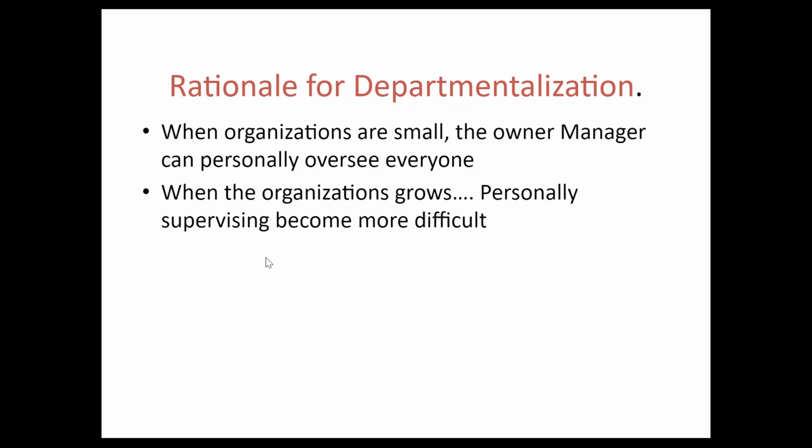So your organization is growing, and as the owner, you can't personally oversee all the activities. Once the organization grows, personal supervision becomes more difficult. In that case, you need to appoint somebody else on your behalf. So obviously departmentalization comes into play. The rationale for departmentalization is justified by the organization becoming large. So the answer is, when your organization becomes large or grows, you need to start departmentalization. That's the main justification.